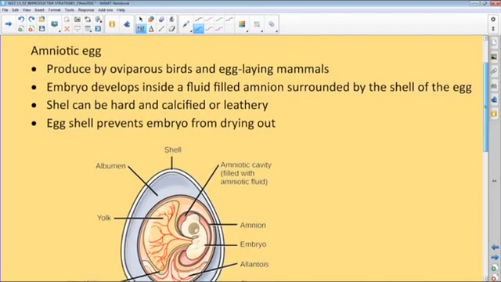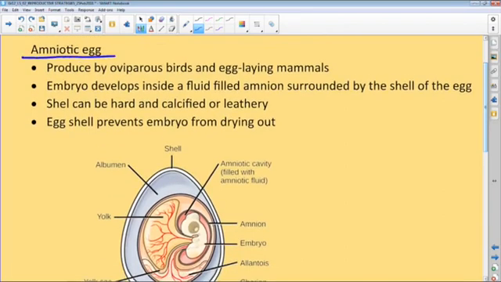Okay, here we go. Let's have a look at this. Amniotic egg, okay? Produced by an oviparous bird and an egg-laying mammal. Those are your platypus. Okay, your flat-billed platypus.